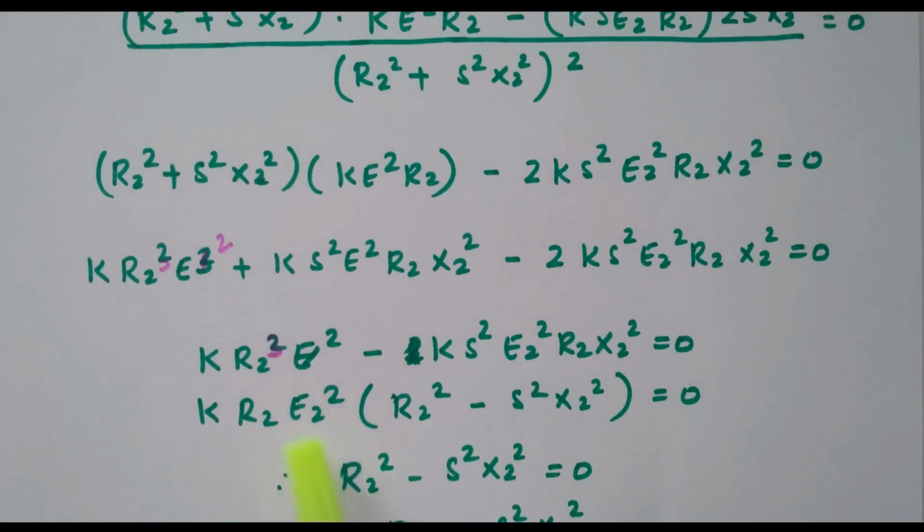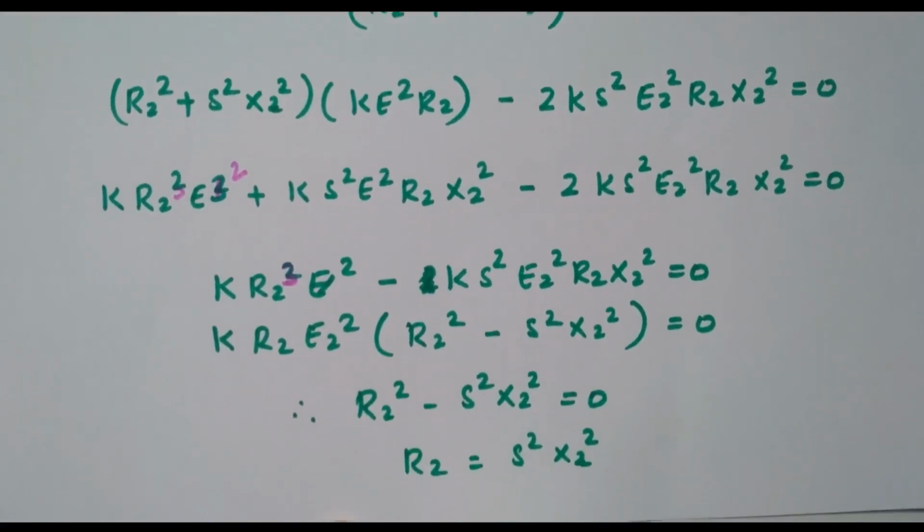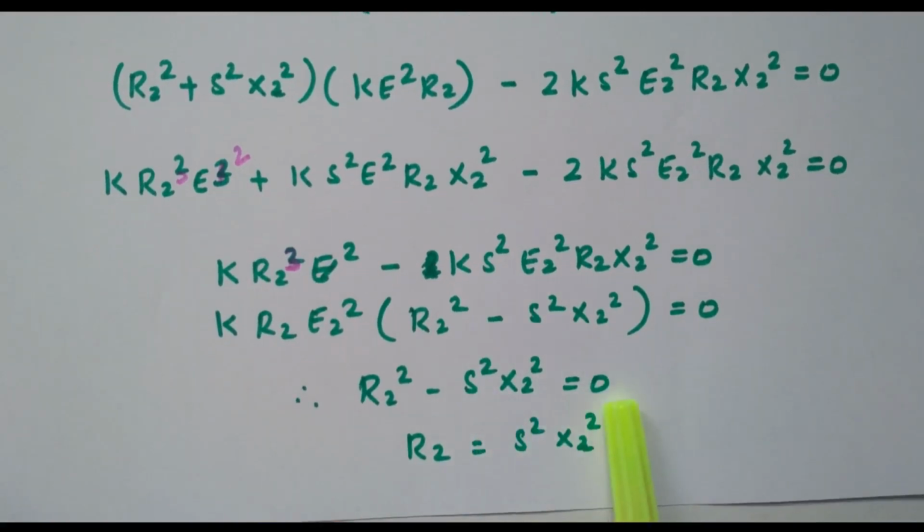So what will happen here, we have R2 square minus S square into X2 square, right. The K is taken outside, E2 square is taken outside, R2 is also taken outside, and we only have X2 square available here, right. So while equating, this term automatically becomes 0, and we only have R2 square minus S square X2 square equal to 0. Bring this term to the right hand side, so that R2 square equals S square into X2 square.